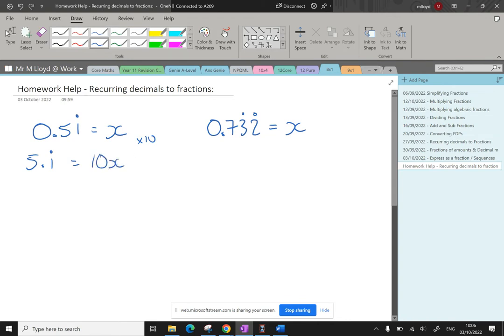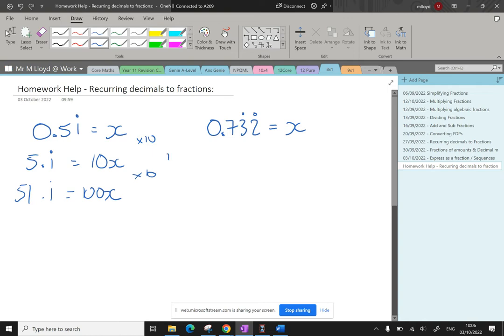So what we're used to doing is having that recurring element next to the decimal place and then straight away turning it into something 10x and dividing. But we have to do a little bit more work for it. So again, we're just going to multiply here by 10x. That gives us 51.1 recurring. And we've got 100x. Now from here, we can start to eliminate the recurring element.